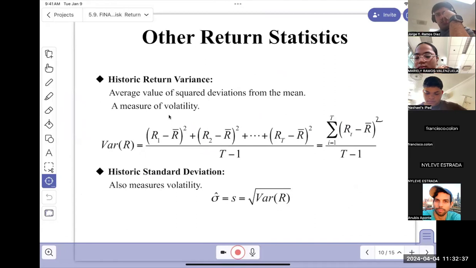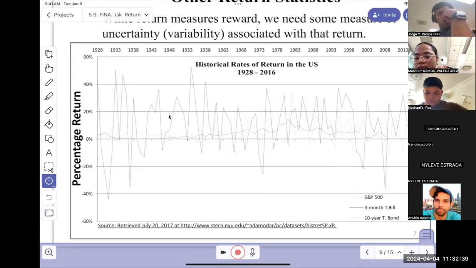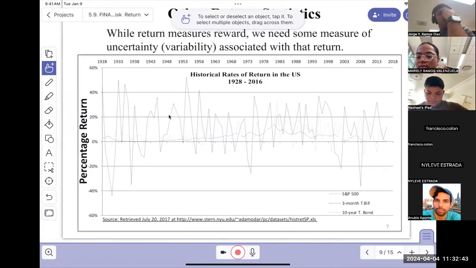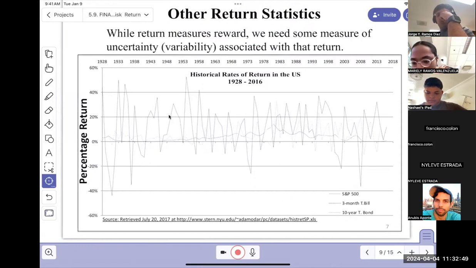So what's the measure of volatility that we learned in statistics in our review, in our discussion? What's the measure of uncertainty, variability of variables or a return? What's the statistic? Beta. The slope.